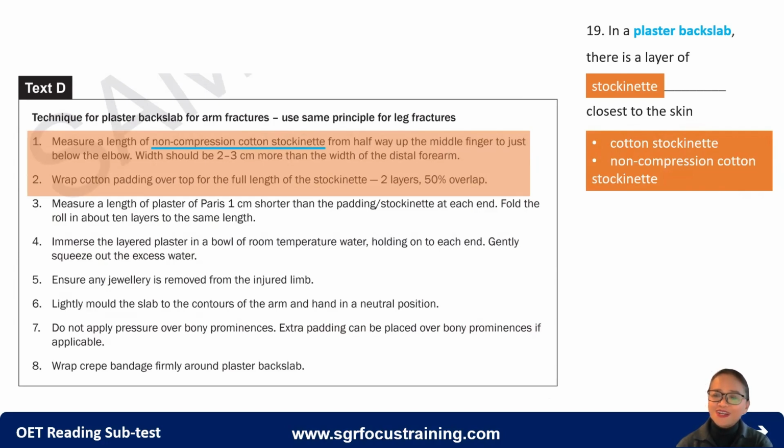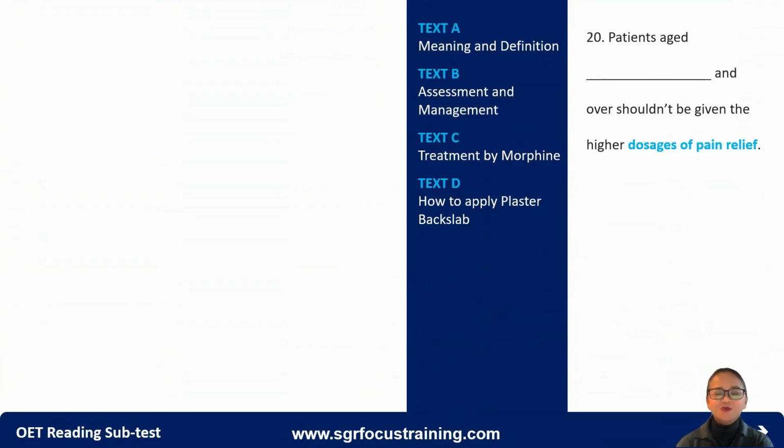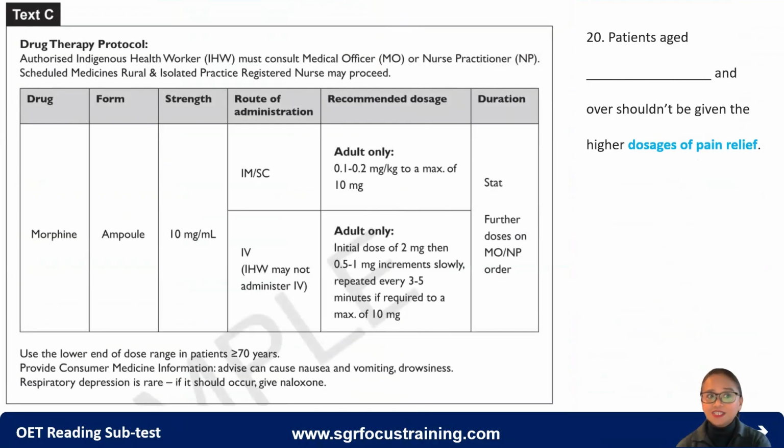We're now on to our last question. So the last question is looking for dosages of pain reliefs. Okay, dosage, we know will be in the treatment by drugs. And then pain relief, that will be your morphine. So we're going to take C, okay? Then it's giving us instructions again, saying the patient's age blank and over should not be given the higher dosage of pain relief. Well, okay, that's an instruction. So I'm not going to look at the top area. I'm not going to look at the table. I'm actually going to look at the 3 pieces of information down at the bottom.